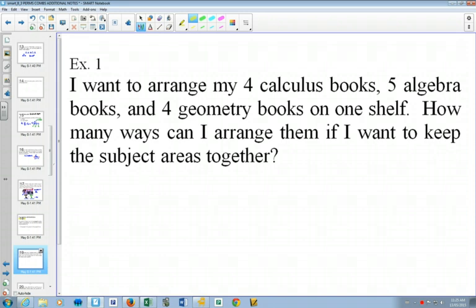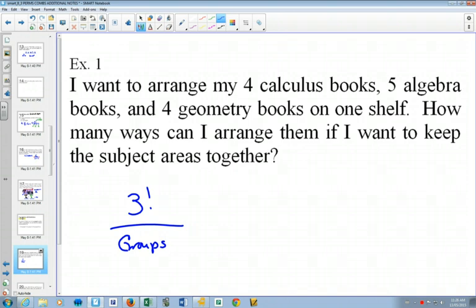And so the first decision you have to make is, am I going to put my calculus books first, my algebra books first, or my geometry books first? So our first main decision is how we're going to put our groups. And we have 3 groups, so if we would go 3 factorial, that will count calculus, algebra, geometry, calculus, geometry, algebra. It'll count all the combinations of just organizing my groups.